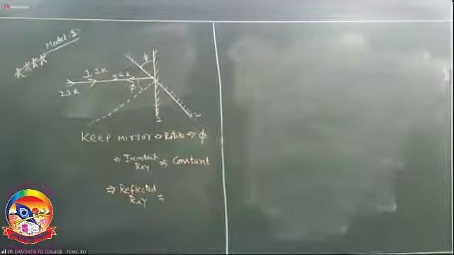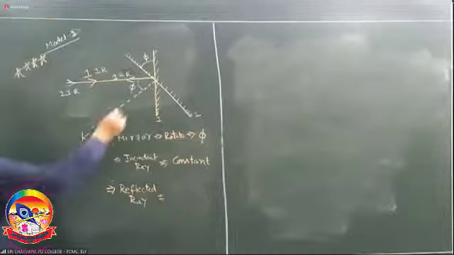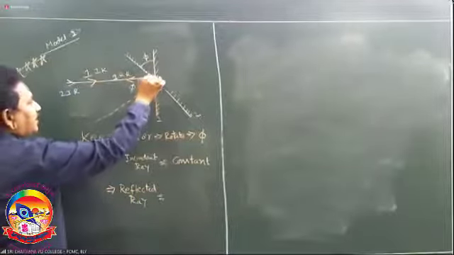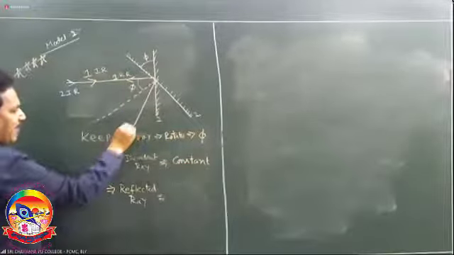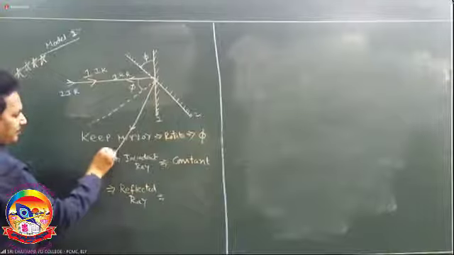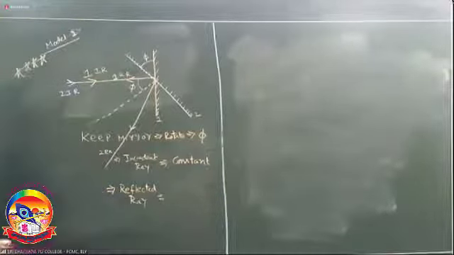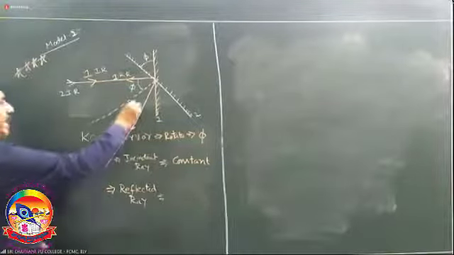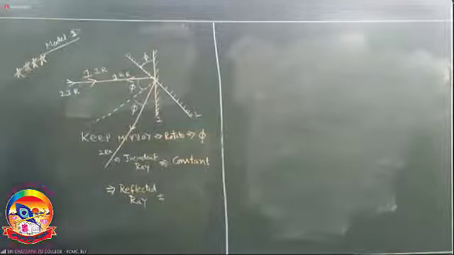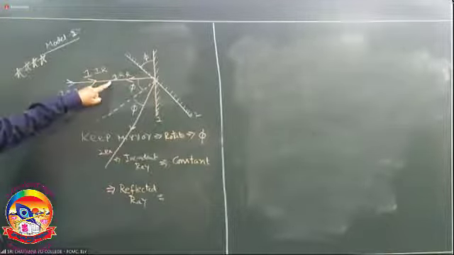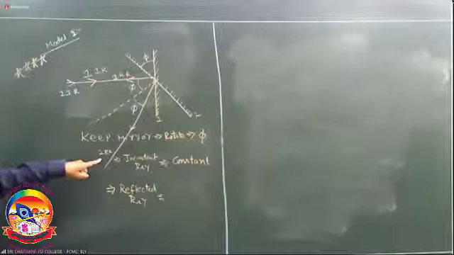If the diagram is not complete, we cannot understand. Along with the diagram, we have to understand. Normal. This is the incident ray. Now, this is the reflected ray, the second reflected ray. But angle of incidence is equal to angle of reflection. This is also phi. That should be phi. This is the first reflected ray. This is the second reflected ray.